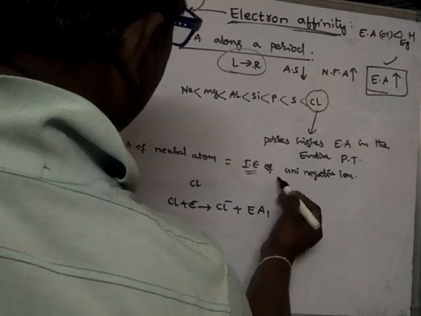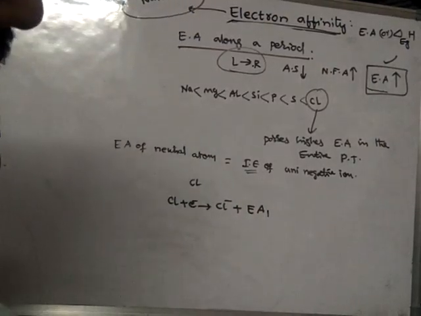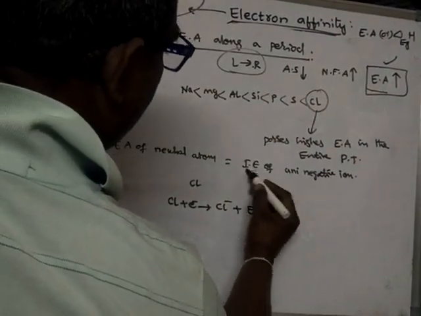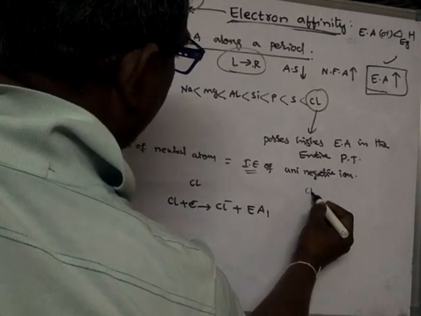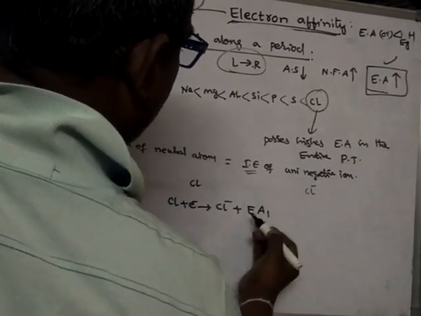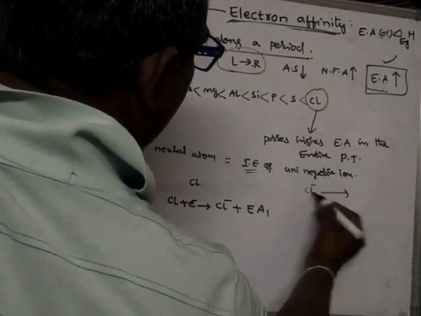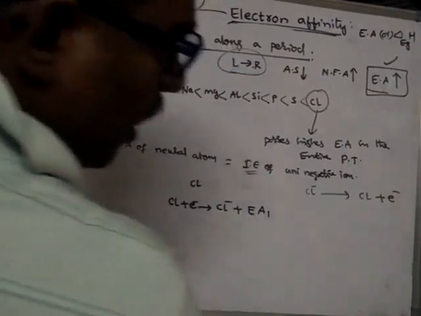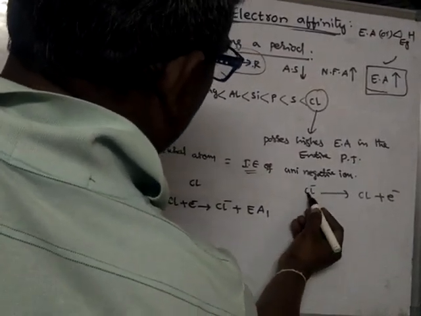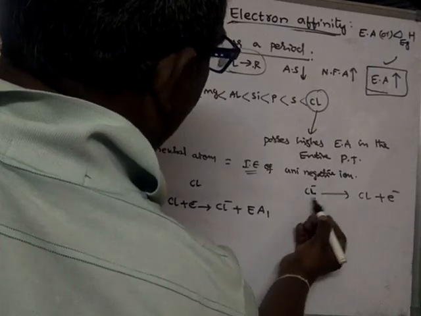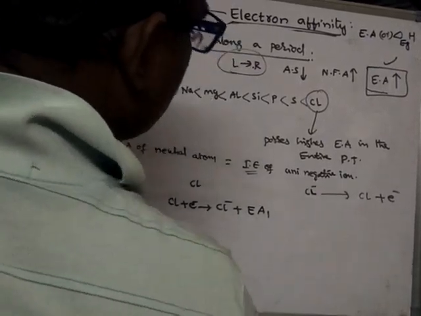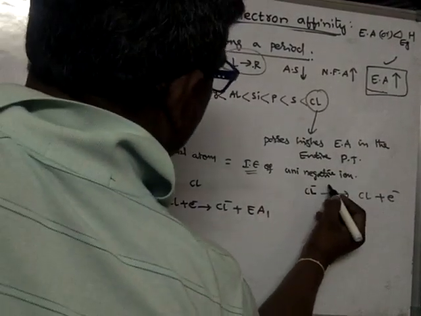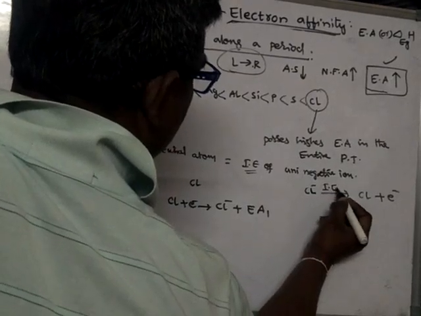Ionization energy. What is ionization energy? Ionization energy is nothing but the energy required to remove an electron from a uninegative ion. For example, take Cl minus. If I want to remove one electron from Cl minus, it becomes Cl. To remove an electron from any atom or ion, it requires energy, so it is known as ionization energy.